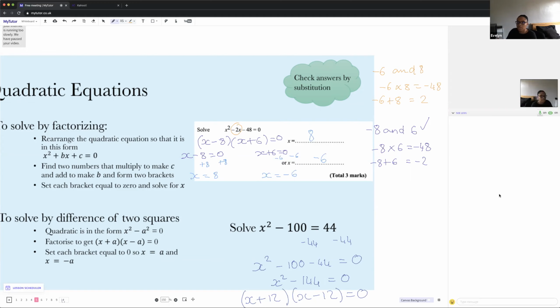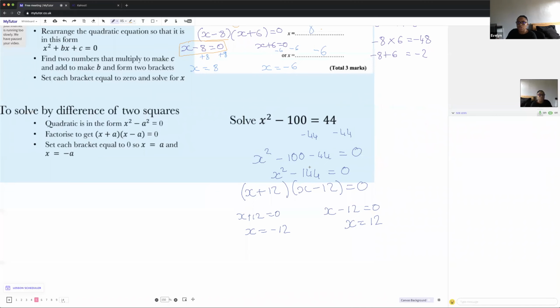It has to be using the negative 8 and 6 first, and then you put it into brackets, and then you solve. Now your solution is different from the numbers that you put into the brackets, because remember, you need to put x minus 8 equals 0 first, and then work out what x has to be equal to for x minus 8 to be equal to 0. So there are your solutions.